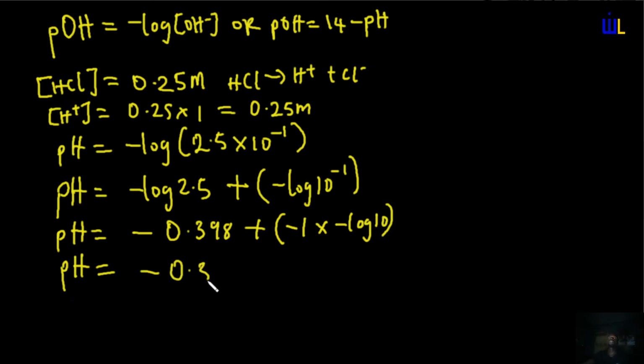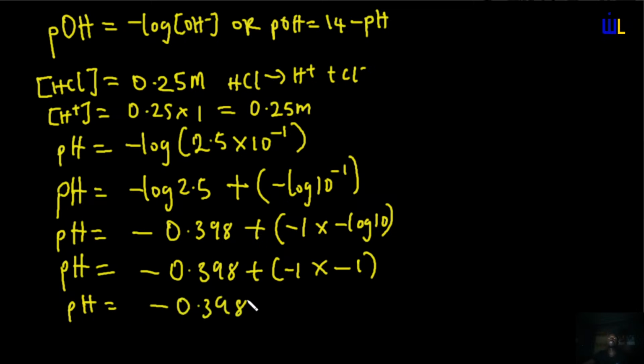So you have pH will now be equals minus 0.398 plus minus 1 times minus log 10 is 1. So we are going to have pH is equals minus 0.398 minus 1 times minus 1 is plus 1. So this is plus 1. So what our pH will now be equals is 1 minus 0.398. And what you're going to have is equals 0.602. That is the pH.